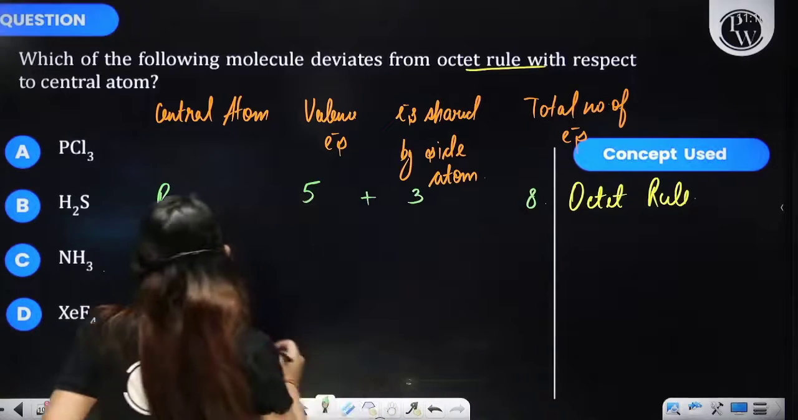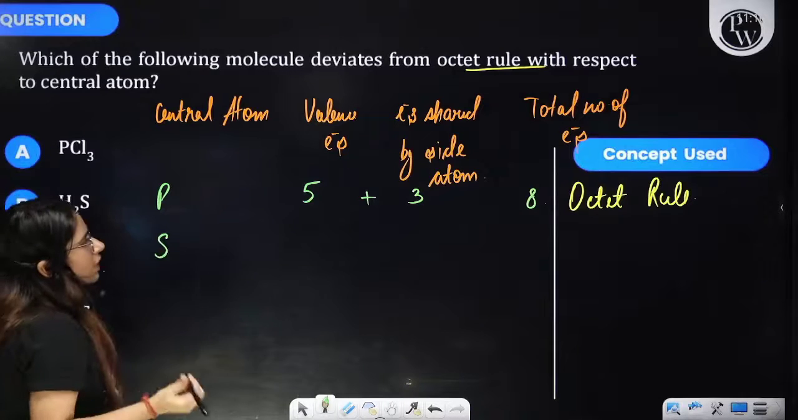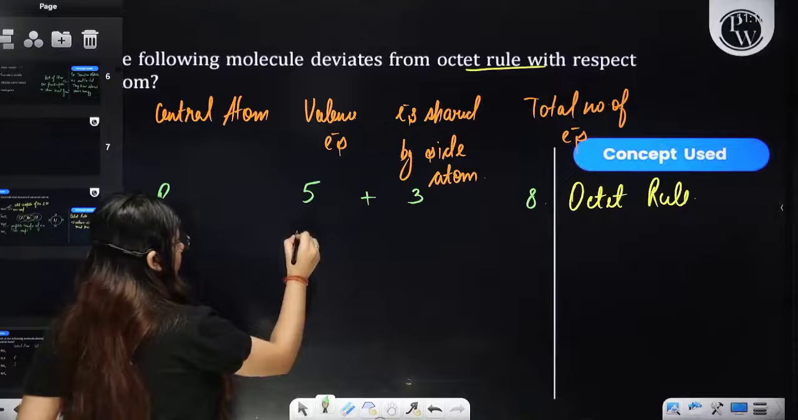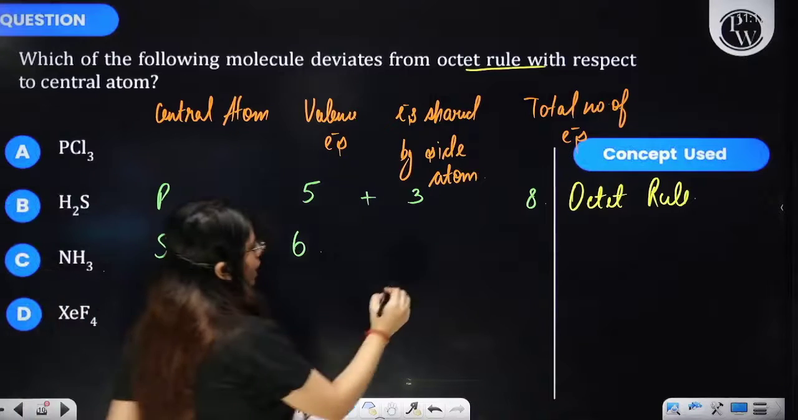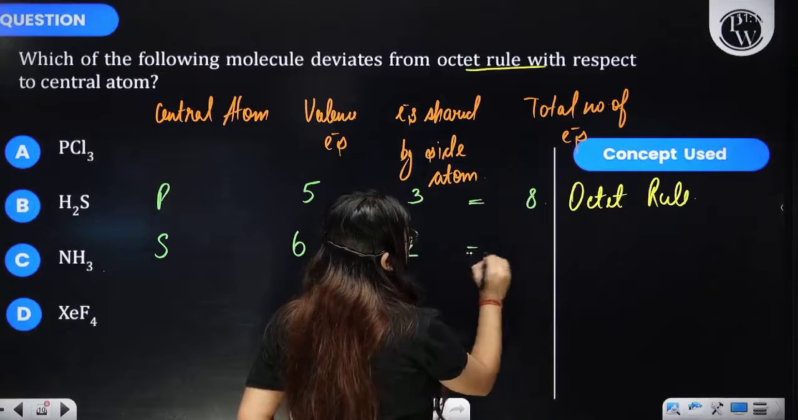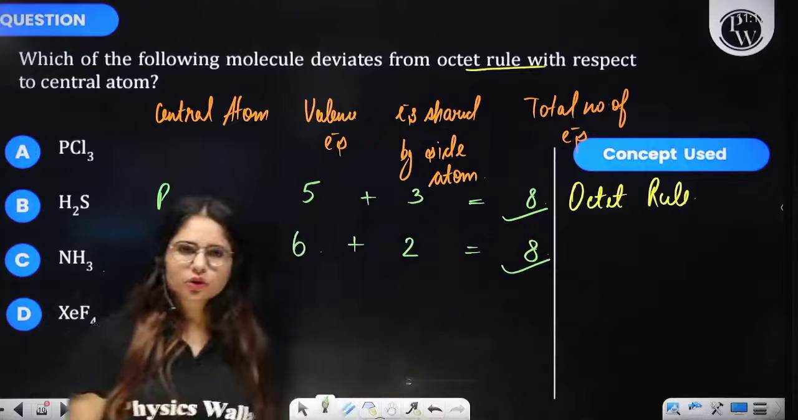And next, if I talk about H2S, the central atom is sulfur. For sulfur, valence electrons are 6. And then 2 electrons are shared by 2 hydrogens. So in total, electrons are 8. तो यहाँ पर भी हमारा जो octet है वो complete हो चुका है.